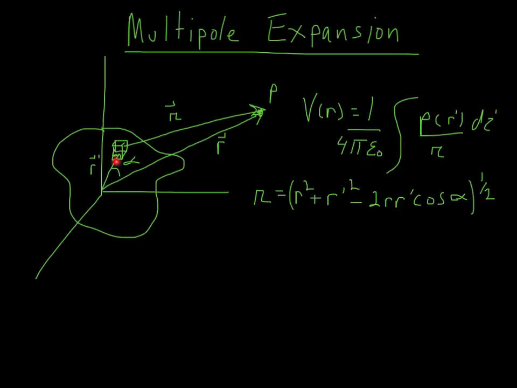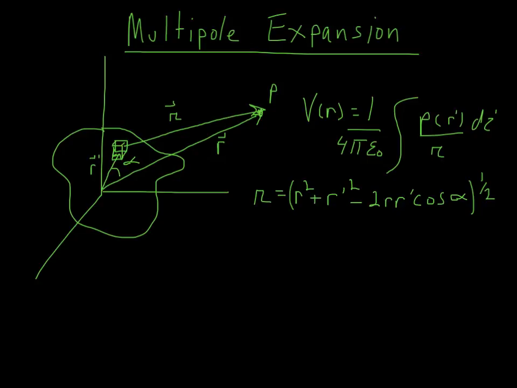Griffiths uses the angle alpha between them. I like that, actually. That keeps it general. We might change this to theta prime if we make r prime coincide with the z-axis, but let's put this element of volume just out generically here, and then the angle between them is alpha.